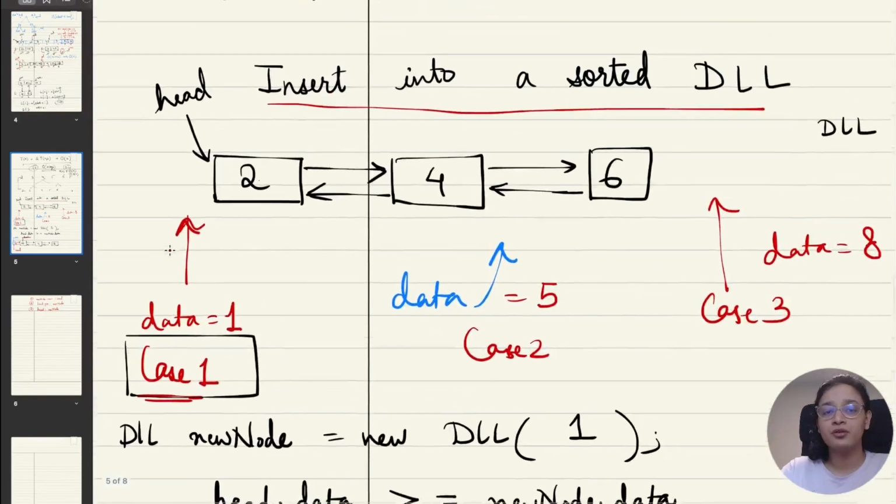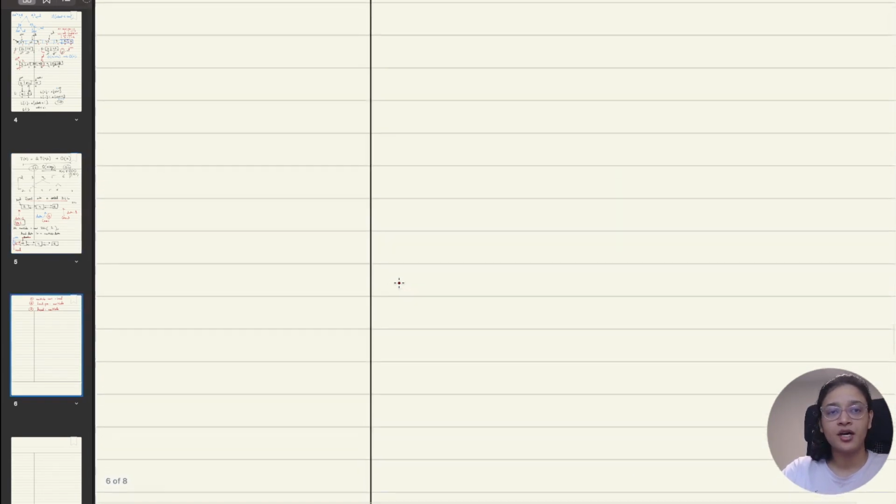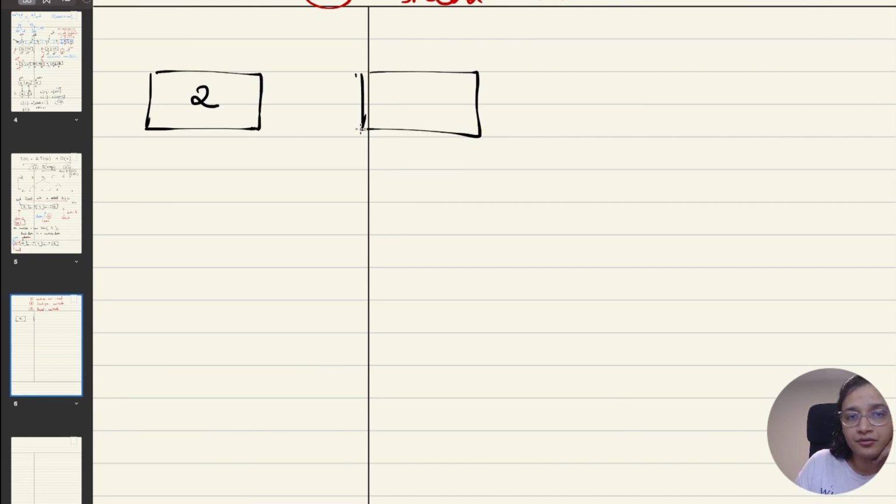Now let's talk about case number 2, when you had to insert data in between. Let's talk about this case only, where we want to insert number 5 inside this doubly linked list. So let's draw this linked list again. I would have, suppose, 2. Here we had 4 and here we had 6. So you have this next and previous.